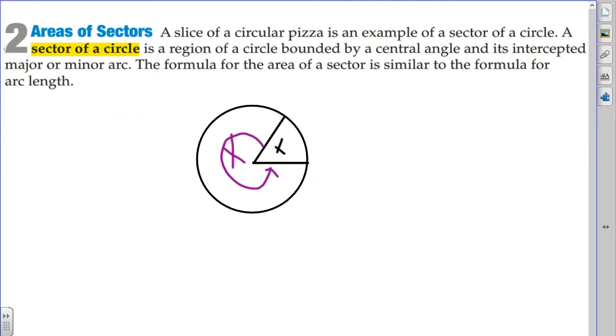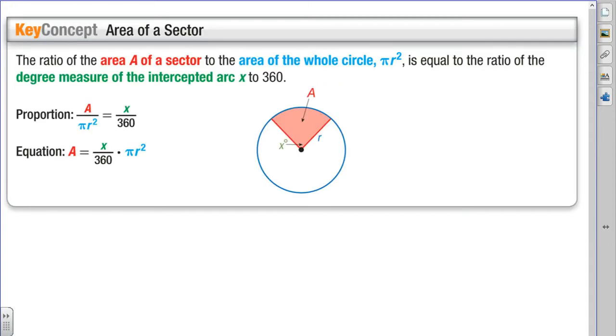But the easy way to think of it is like with a minor arc, the small sector. But again, a sector is a region of a circle. I should probably go through and highlight that for you. A sector is a region of a circle bounded by a central angle and its intercepted major or minor arc. And the formula is similar to that of arc length.